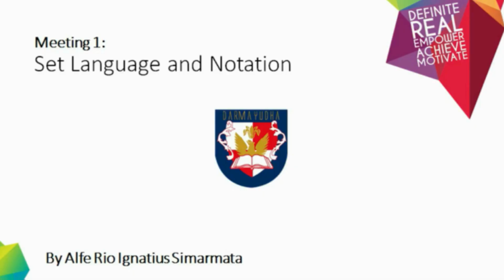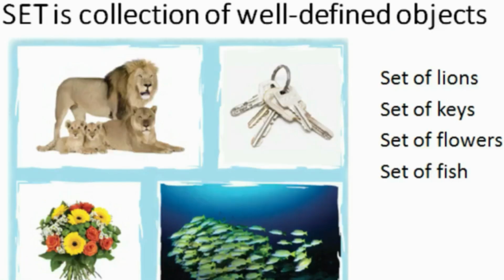This is mathematics class. In this video, we are going to learn about set language and notation, which is the first chapter in our book. In the next slide, we will learn the definition of a set and examples of sets. A set is a collection of well-defined objects. What does that even mean? It means you can decide whether an object belongs to a set. For example, the first set is lion. So if you find a lion, you can put it in this set.